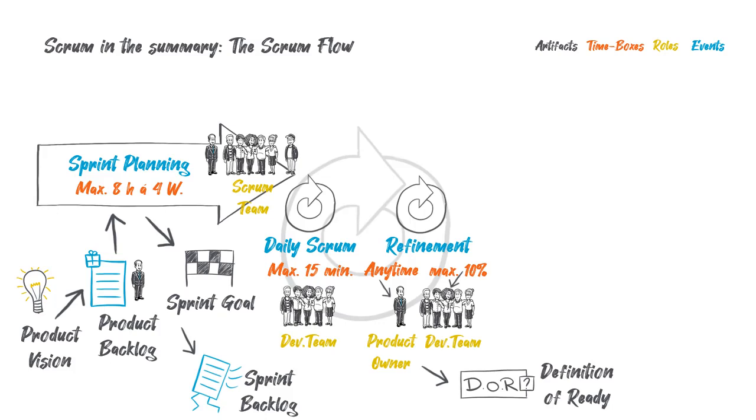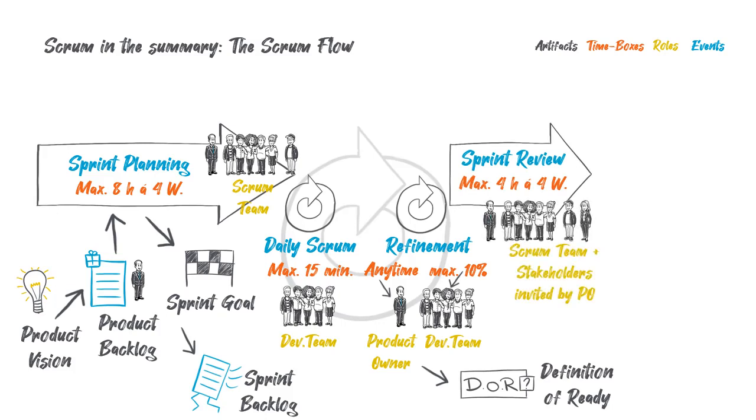At the end of the sprint, the last 2 events take place. The second last event is the sprint review. The entire Scrum team is present at the review as well as stakeholders invited by the product owner. This event lasts a maximum of 4 hours for a 4-week sprint. In the sprint review, the product owner shows which items from the product backlog have been completed. To determine whether a requirement is complete, there is a definition of done. The definition of done is a criteria catalog and contains quality characteristics that must be fulfilled for each individual requirement.